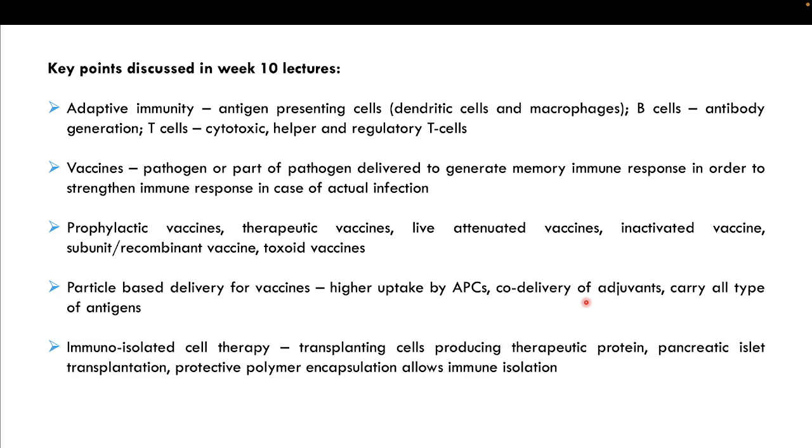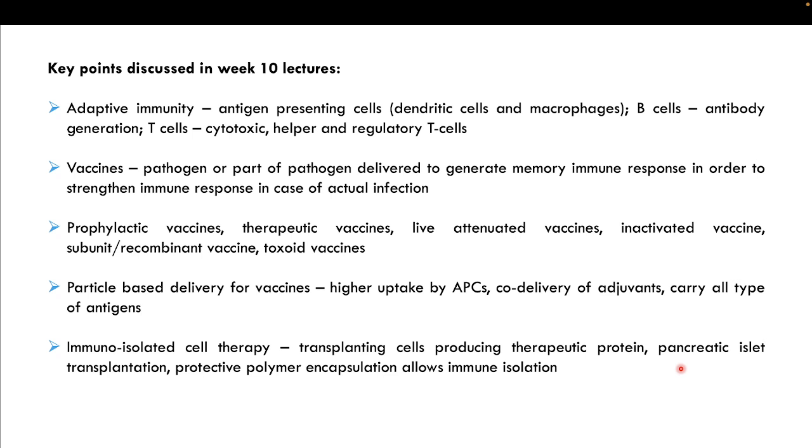And then the next point in this week's lectures is immunoisolated cell therapy. This is something different than the vaccine part. So what is immunoisolated cell therapy? Let's take an example. As I've listed here, let's take the case of pancreatic islet transplantation. Suppose there's a person who has type 1 diabetes.